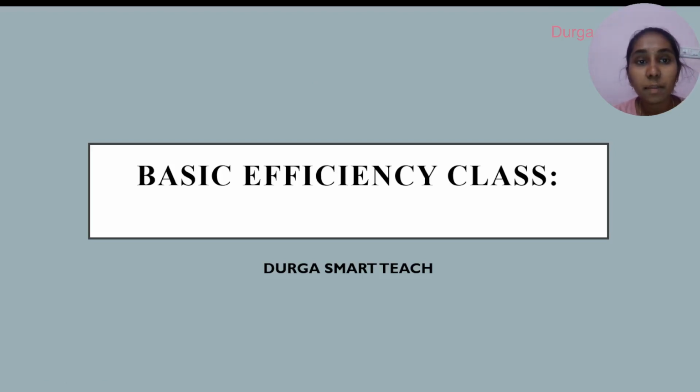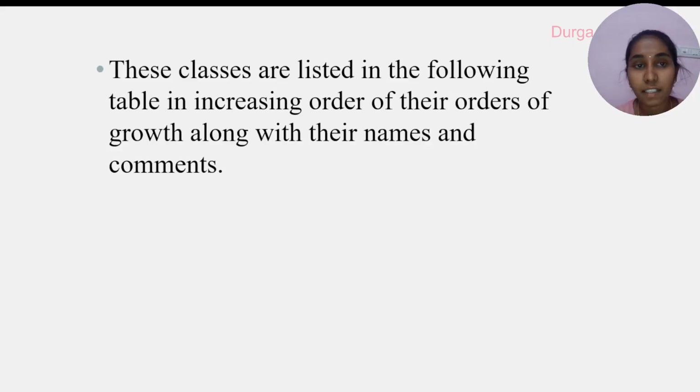Today I am going to discuss basic efficiency classes. In the last class we discussed asymptotic notation. So let's see the basic efficiency classes one by one. These classes are listed in the following table in increasing order of their orders of growth.